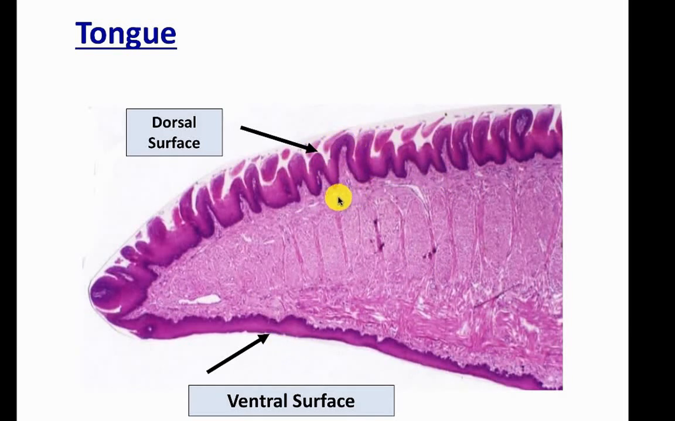Here it is firmly attached to the lamina propria. It is loosely attached to the lamina propria. And here we can find that it is partially keratinized stratified squamous epithelium, as you will see, but here it is non-keratinized stratified squamous epithelium.